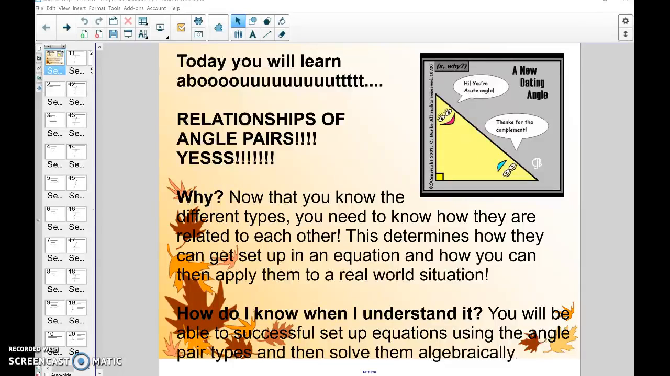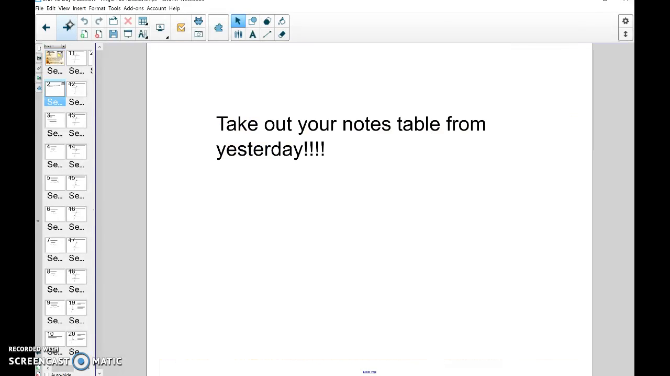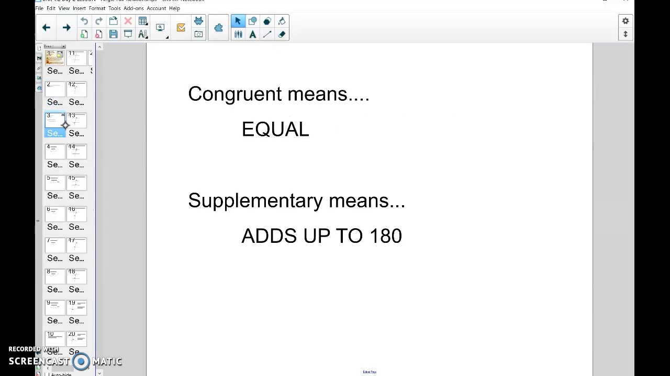So first of all, we need you to grab your notes from yesterday, which I believe is what this slide says. Yep, take out your notes table from yesterday, which would have been Monday, depending on what class you were in. It's the one with the huge table with vertical, linear, alternate interior, all those different types of angles. We have one section to fill in. So I'm going to go to that.